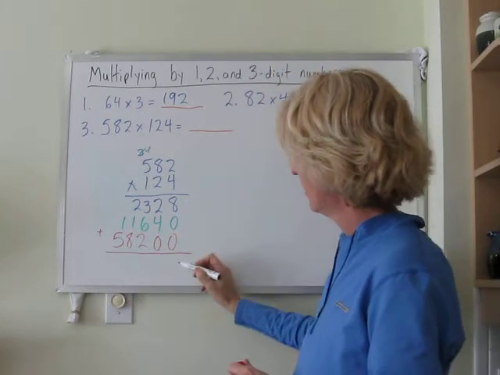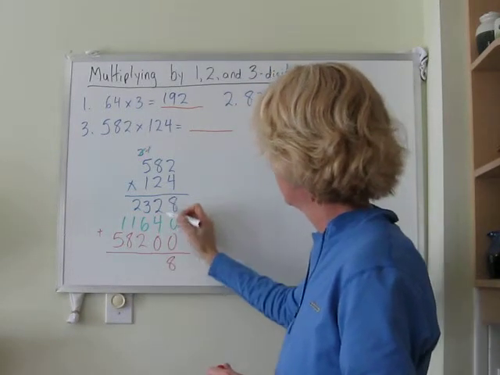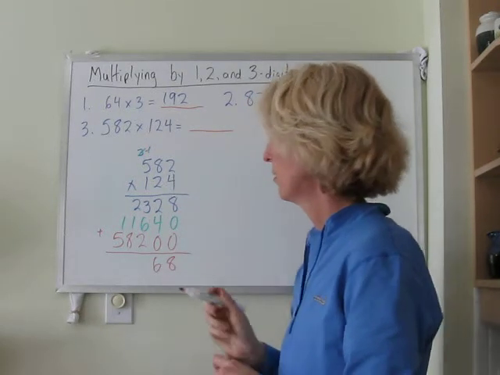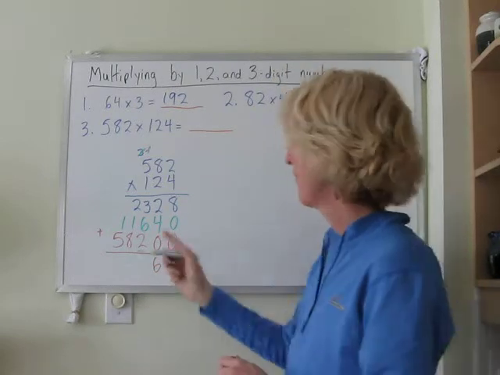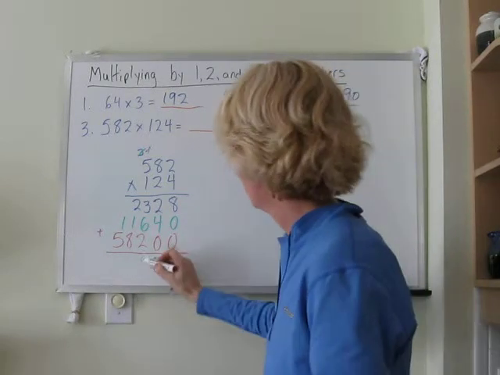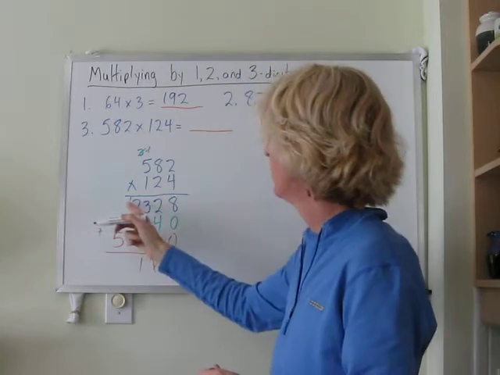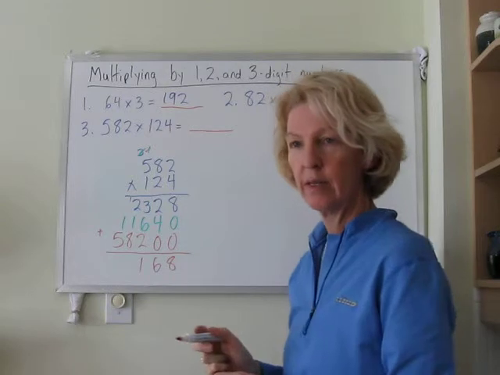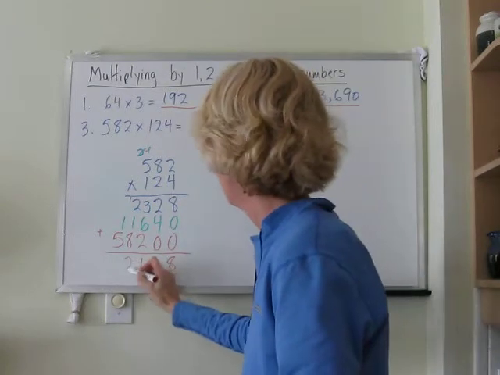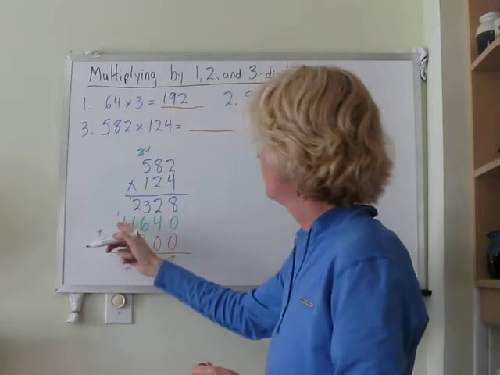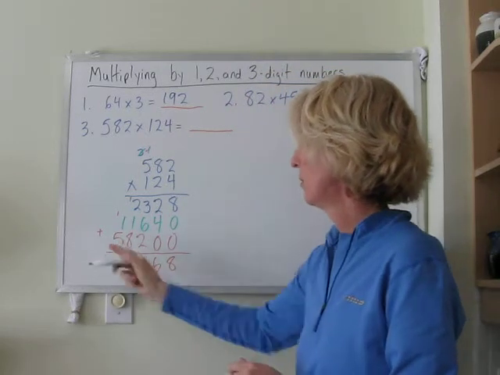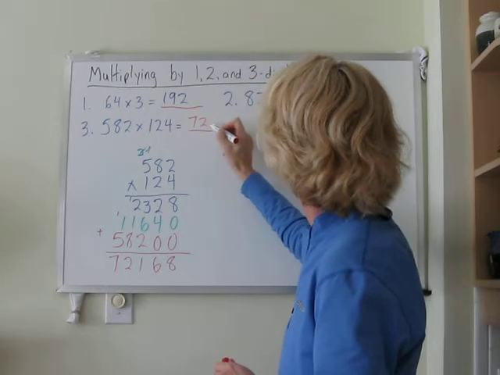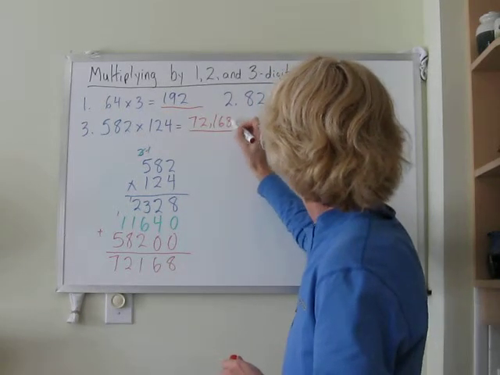8 plus 0 is 8. Good. 4 plus 2 is 6. Good. 3 plus 6 is 9. And 2 more? 11. Carry the 1. 1 plus 2 is 3. Plus 1 is 4. Plus 8 is 12. And carry the 1. And then 1 plus 1 is 2. Plus 5 is 7. So our answer is 72,168. Excellent.